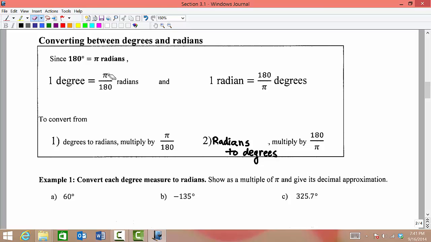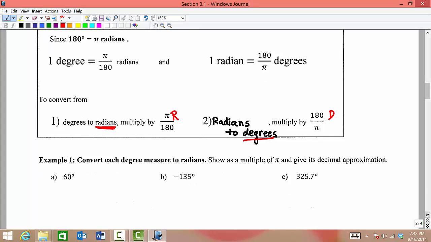To convert from degrees to radians, we will multiply by pi divided by 180. So whatever you want to convert to should go on the top. So if I want to convert to radians, then we would put pi radians on top divided by 180. And that'll convert us to radians. If I want to go from radians to degrees, we multiply by 180 divided by pi. And if I want to get to degrees, then I put degrees on top of my fraction.